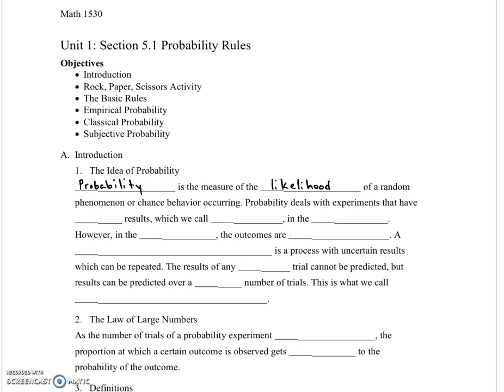Probability deals with experiments that have random results, which we call outcomes. So anytime we talk about an outcome, we're just talking about some result from an experiment that happened randomly. And they're only random in the short term. In the long term, these outcomes are actually predictable.